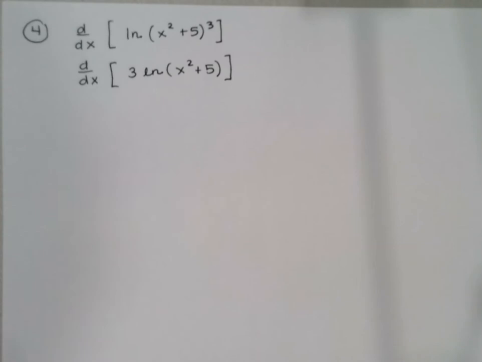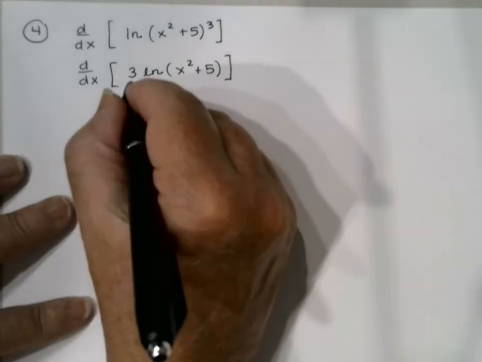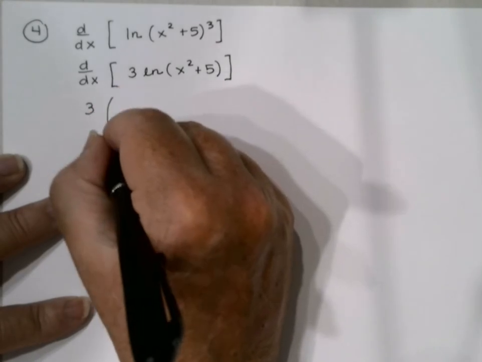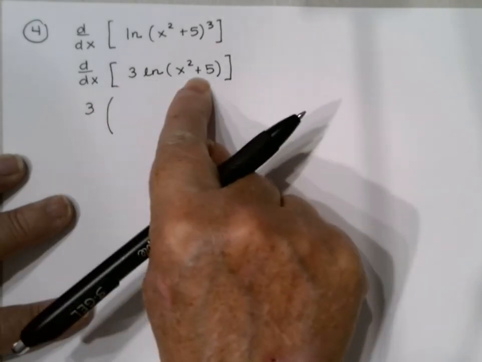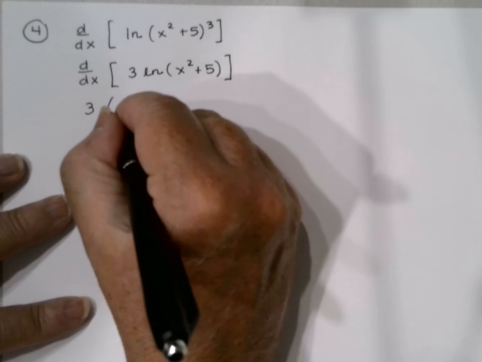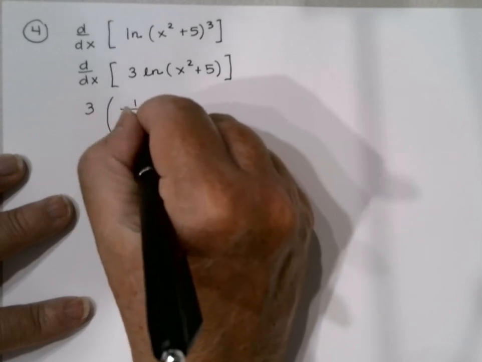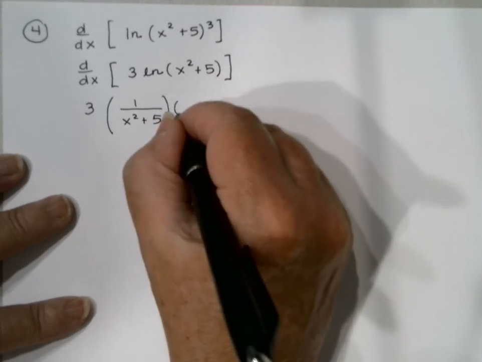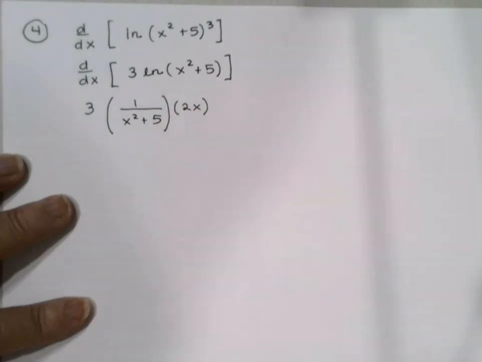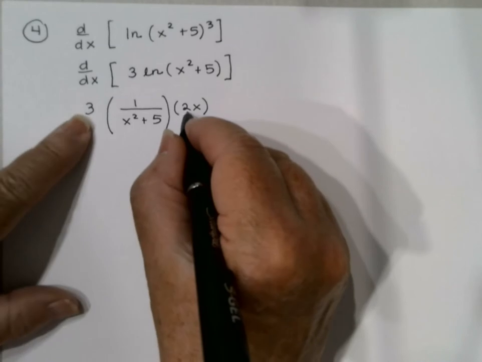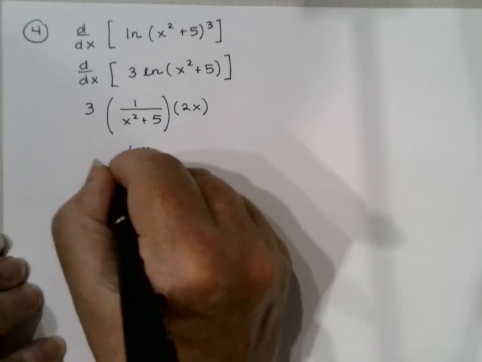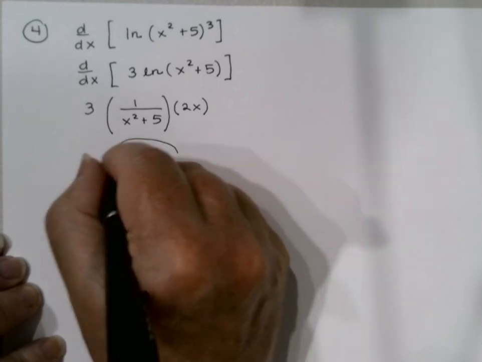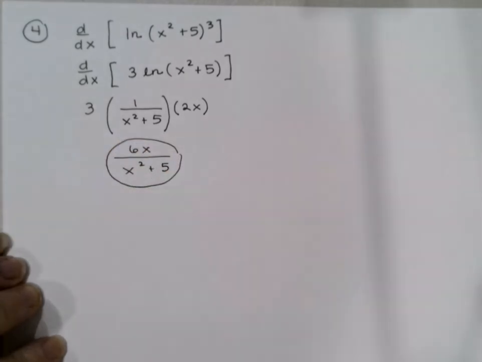Now instead of a double chain rule, I just have a single. So I've got a constant multiplier of 3, derivative of the natural log, 1 over that x squared plus 5, and then chain rule would be a times 2x. So I'm going to end up with a 6x over x squared plus 5.